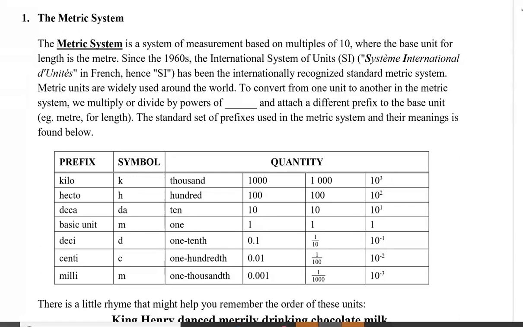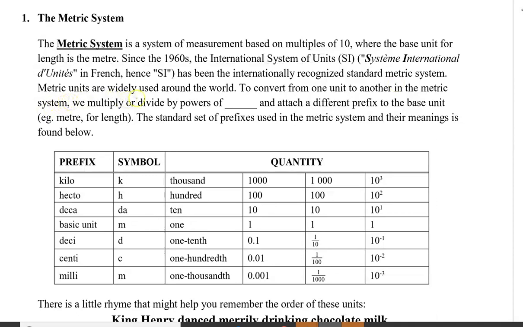In this lesson, we're going to take a look at the metric system. The metric system is a system of measurement based on multiples of 10, and the base unit for length is the meter. Since the 1960s, the International System of Units, abbreviated SI, from Système International d'Unités in French, has been the internationally recognized standard metric system.